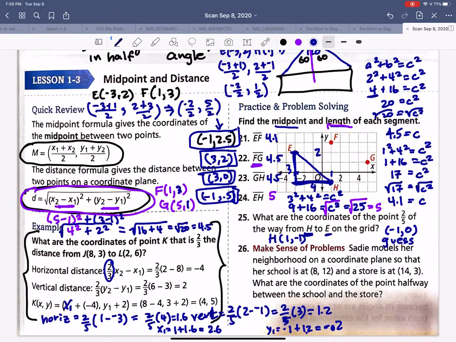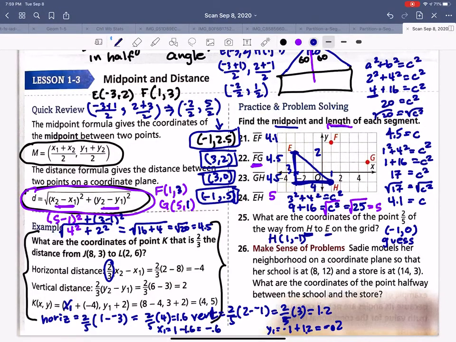Notice I'm going back, right? To go from H to E, I need to go back. So that's what I'm doing wrong, and that's why it's a little bit different. So I'm going to go from 1 here, but I got to go back 1.6. So that leaves me -0.6. And then here, I was at -1, but I need to go up. So that works. Okay, so I think I've got a coordinate here. -0.6, comma, 0.2.